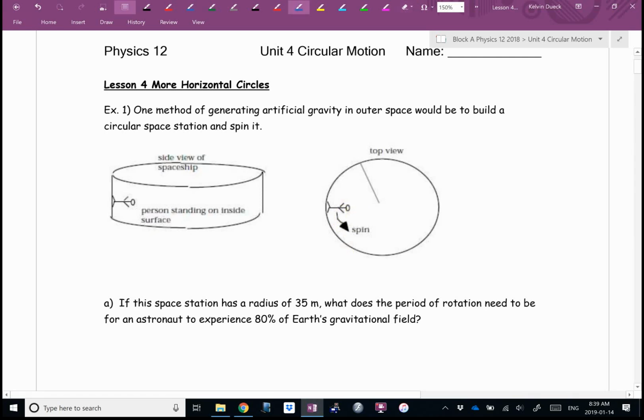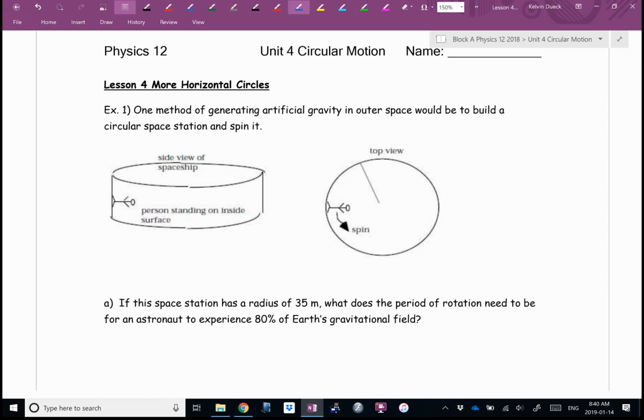What are the forces acting on this astronaut? Are we in outer space? Let's assume there's no gravity. We're far enough away that gravity is negligible. Okay. What path is this person tracing out? A circle. Where must the net force be pointing?